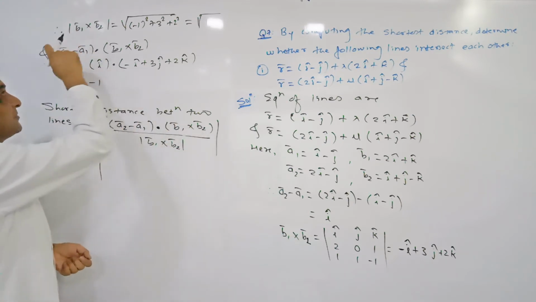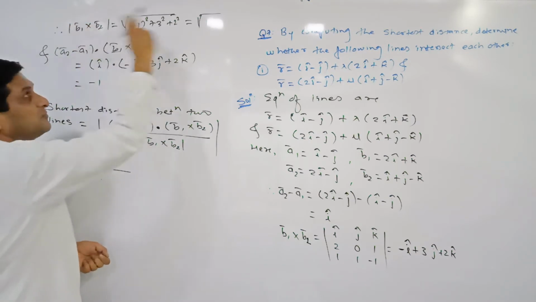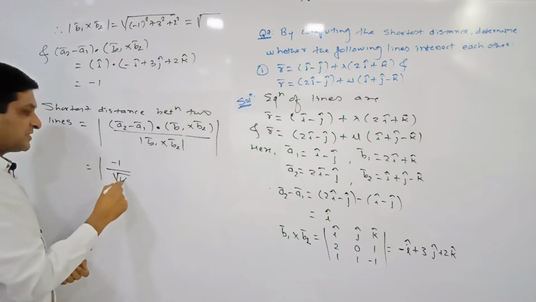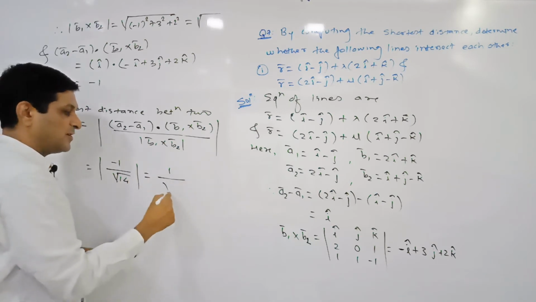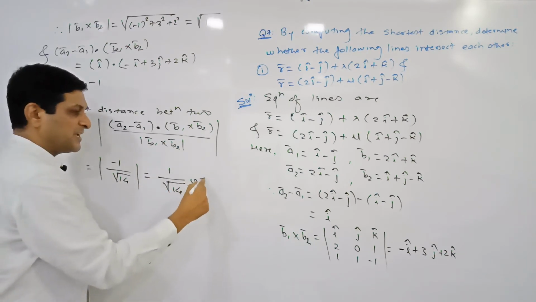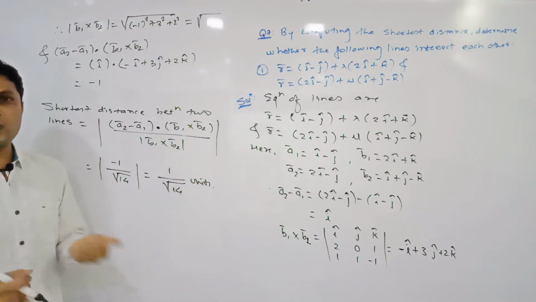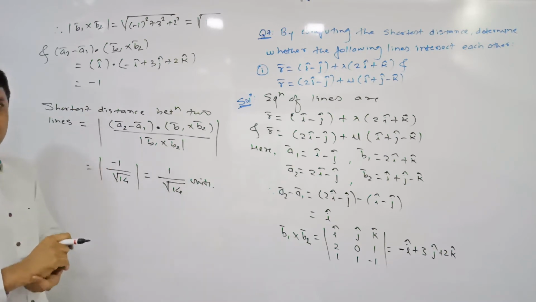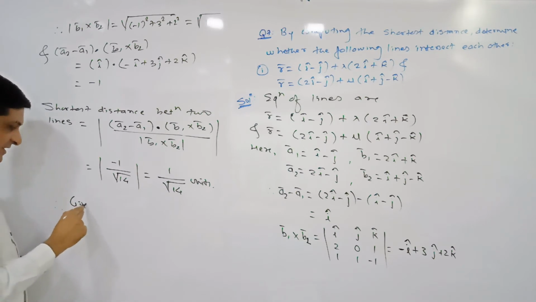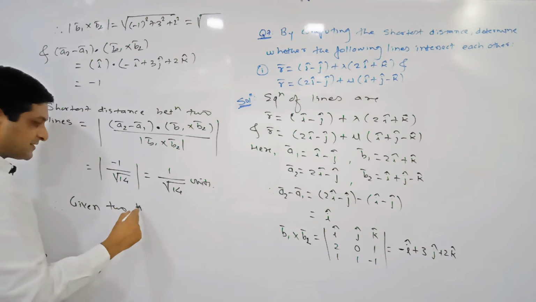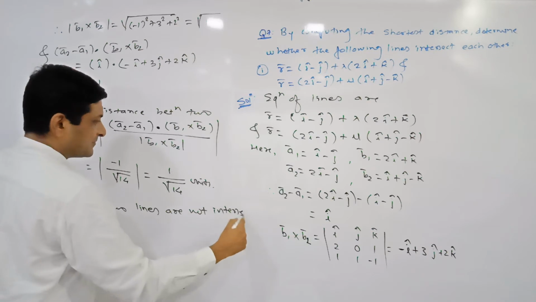So the value of the numerator, the dot product of these two vectors, is minus 1, and the magnitude of this cross product is root 14. And the value of mod of minus 1 upon root 14 is 1 upon root 14 units. So here we can observe that the shortest distance between these two lines is not equal to 0. What is your conclusion, that the lines are intersecting or not intersecting? Definitely the given two lines are not intersecting. Therefore, the given two lines are not intersecting.